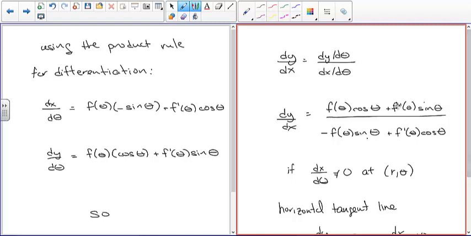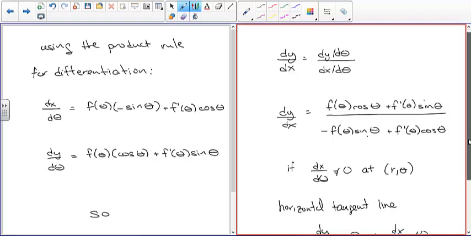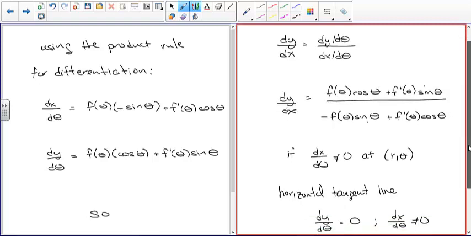And if you're looking for the case where you have a horizontal tangent line, like if you were at the top of a circle or the bottom of a circle, or any curve, then all you have to do is set the numerator equal to 0 and figure out what values of theta that occurs at, where theta is the parameter in this case.